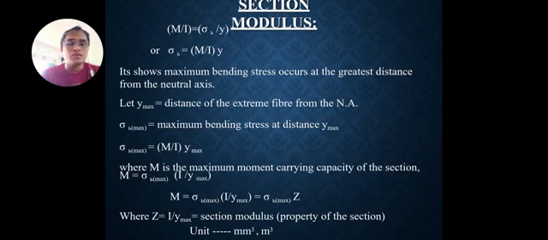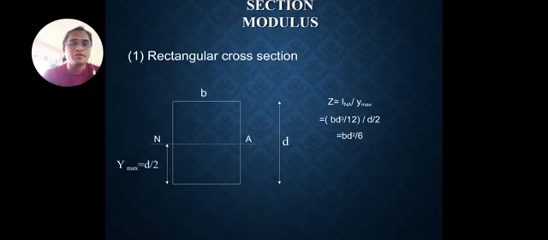So M is equal to the maximum bending stress times Z, where Z is equal to I over y max, which is the section modulus, a property of the section. The unit is cubic millimeter or cubic meter. Now the section modulus for a rectangular cross section.